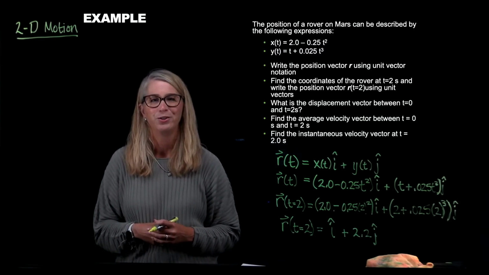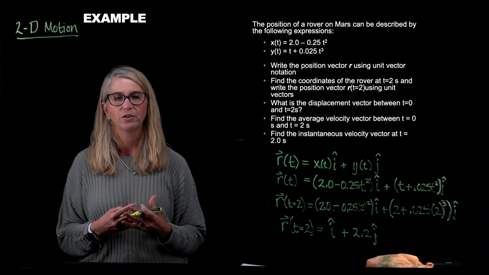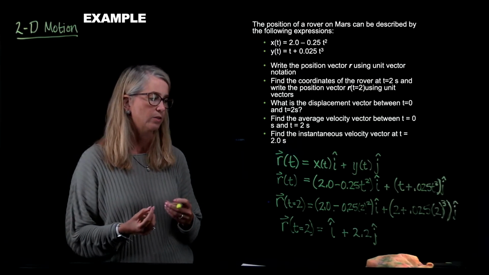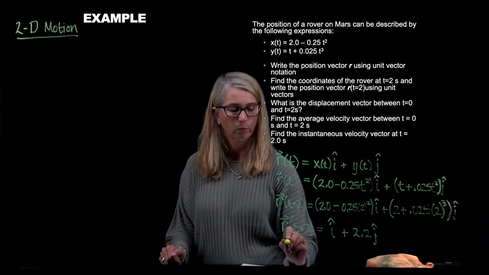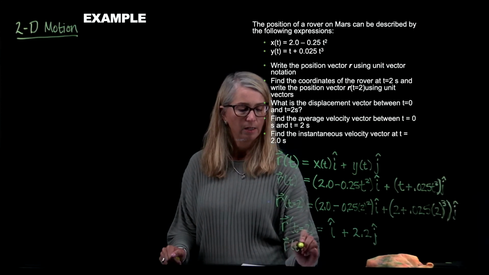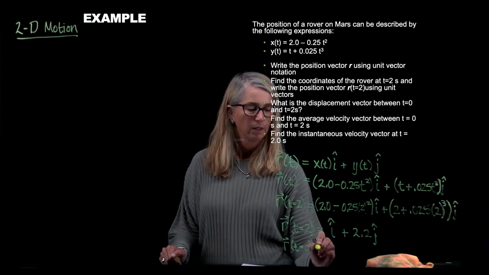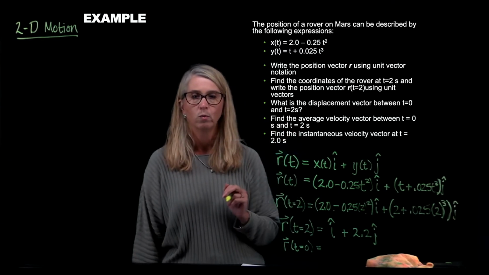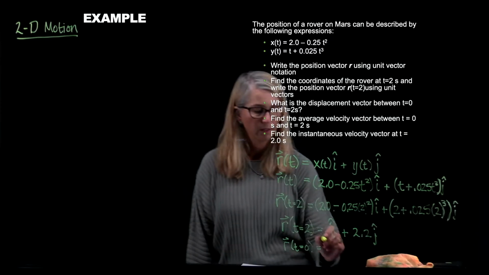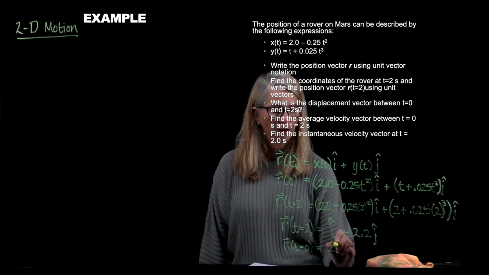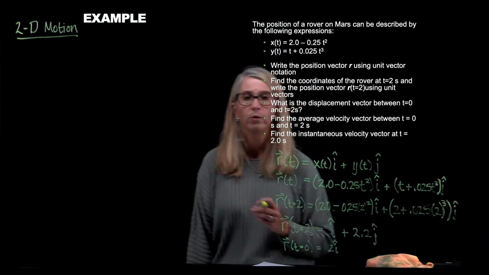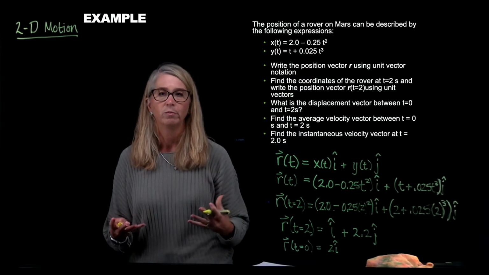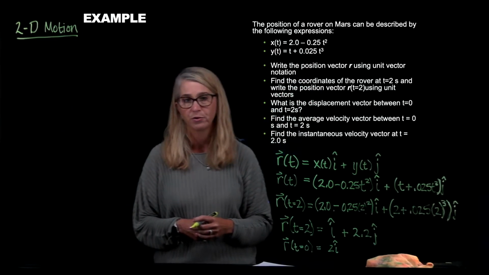The next thing it asks me to do is find the displacement vector between t equals 0 and t equals 2 seconds. So in a sense, I have to think about what r is at t equals 0. Putting in t equals 0 for the x and y coordinates, the x component would be 2i, but the y component, because both terms in the y expression involve time, would both be 0, so I wouldn't get any values for that.